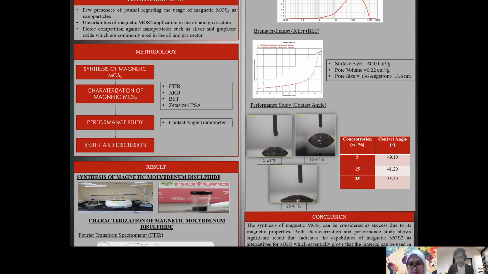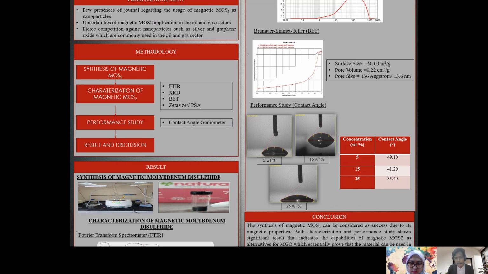Last in my project will be the performance study, wettability alteration by measuring the contact angle. In order to perform this performance study, I prepared 3 different concentrations, which are 5% weightage, 50% weightage, and 25% weightage. Why did I go through all the hassle to prepare 3 different concentrations?